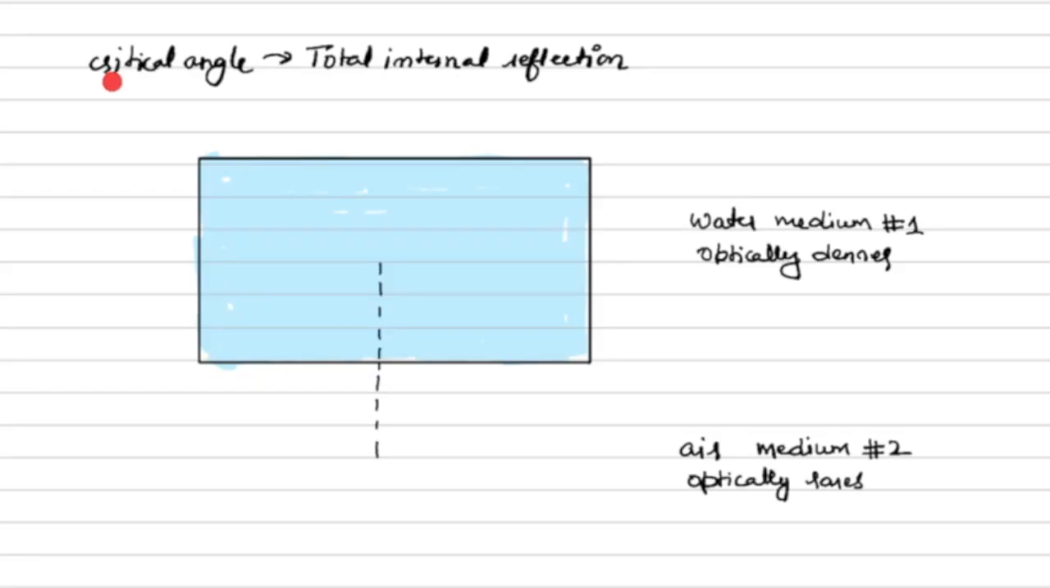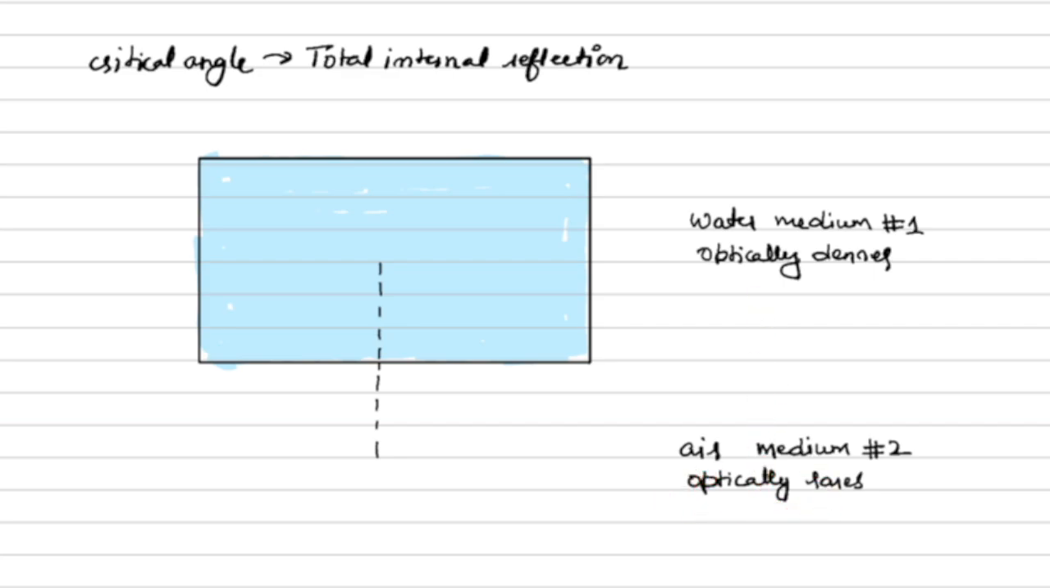In this video, first we will understand what is critical angle, and from this we will understand the total internal reflection phenomena. So what I have kept here is water, and then outside here is all air. So my medium one, from where the incident ray will come, is optically denser. Water is denser than air, and medium two is our air, which is optically rarer. We are just comparing water and air here.